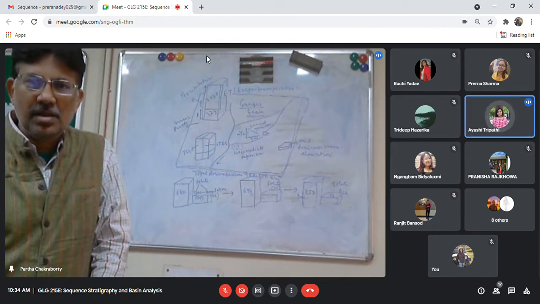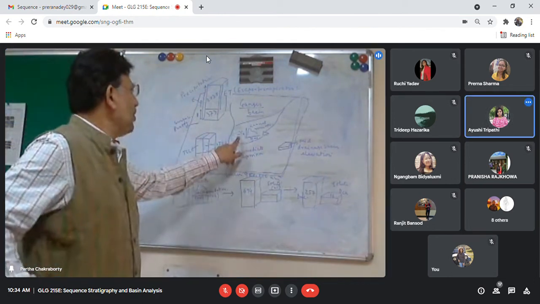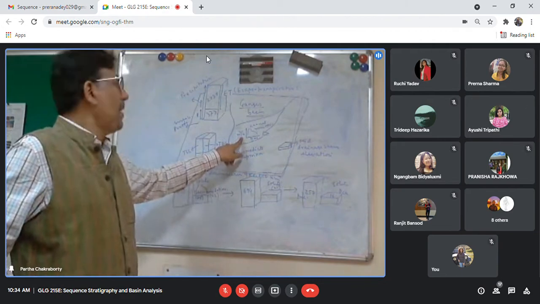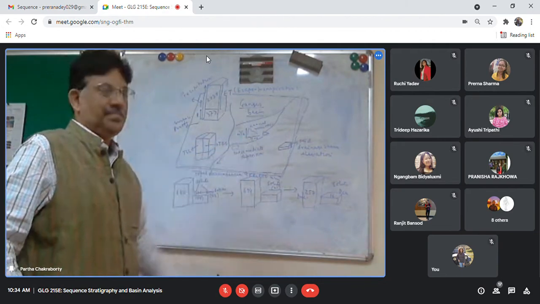So in the graph, what is written on the XY axis? M cube per annum, meter cube per annum, and time.